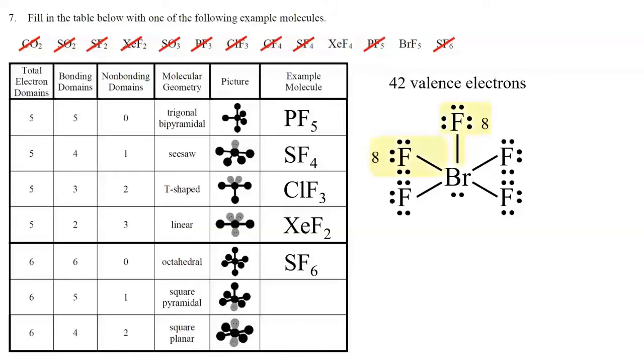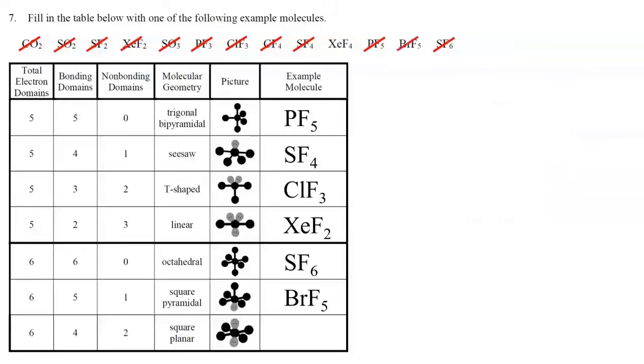So 1, 2, 3, 4, 5 bonding domains. 5 times 8 is 40. And then 1 non-bonding domain, 1 lone pair on the central atom. So BrF5, 5 bonding, 1 non-bonding, and the molecular geometry is square pyramidal.